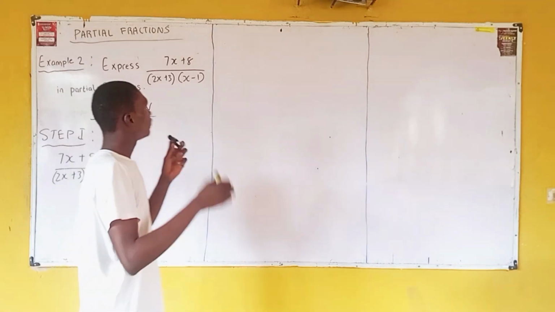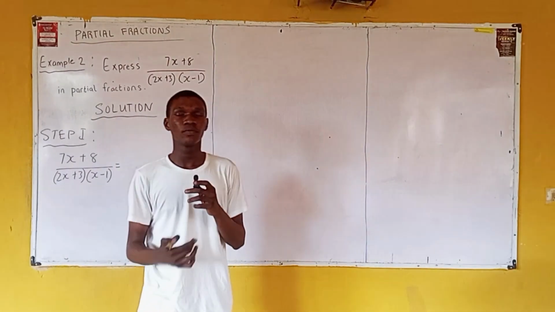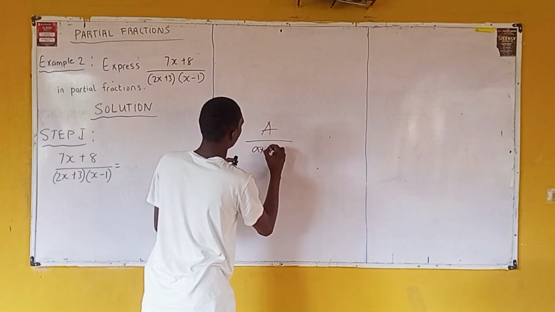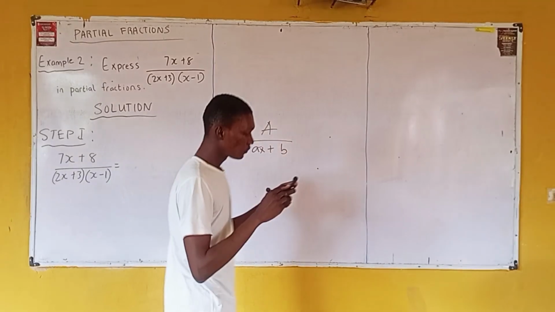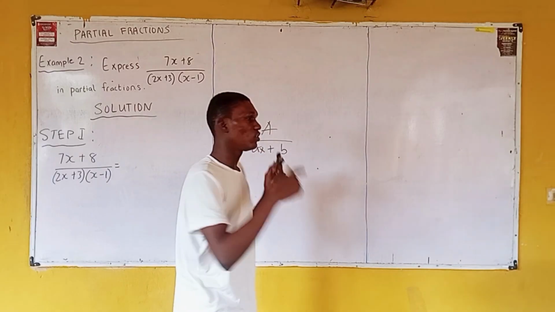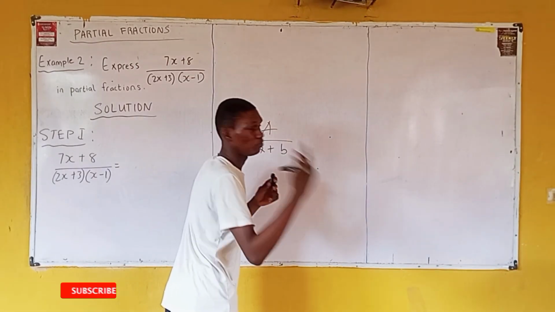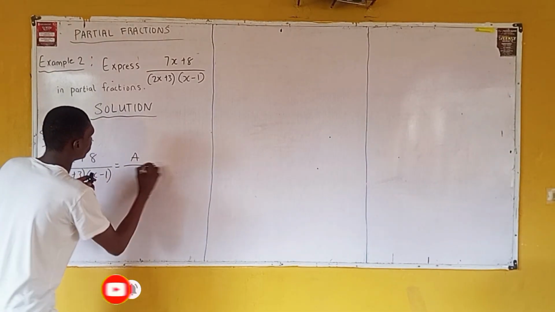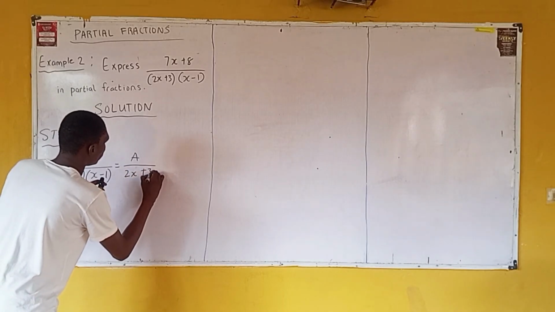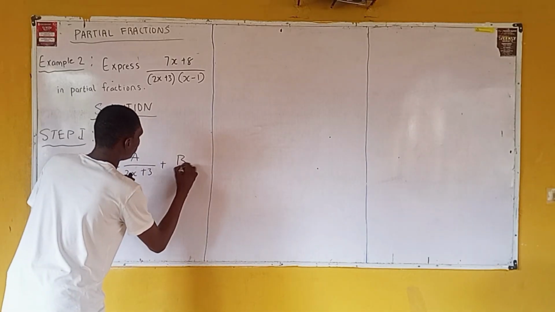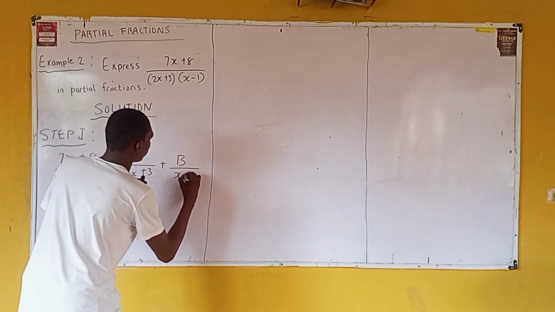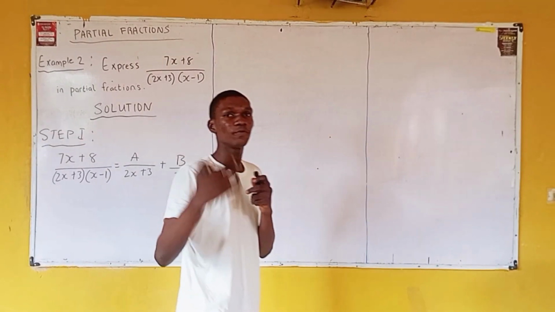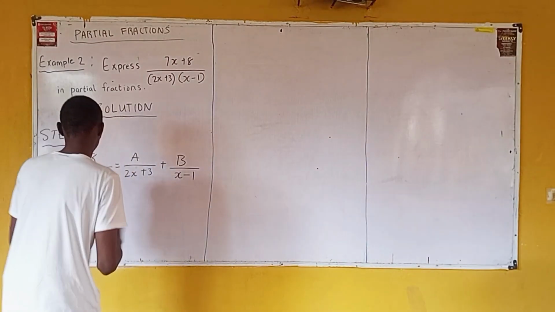So we know that when we are given all linear factors, we are going to relate it to the form a over ax plus b. So when you are given the denominator as linear factors, always relate to the form a over ax plus b. Okay. So now we are going to say that a over 2x plus 3 plus b over x minus 1. All right. So if you've been following the first example, you should be able to do all this.